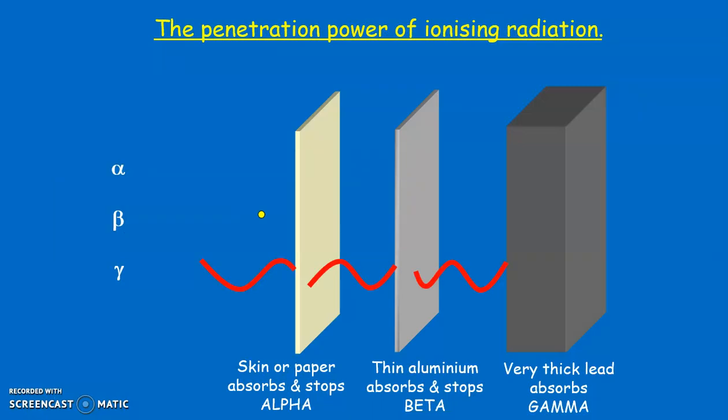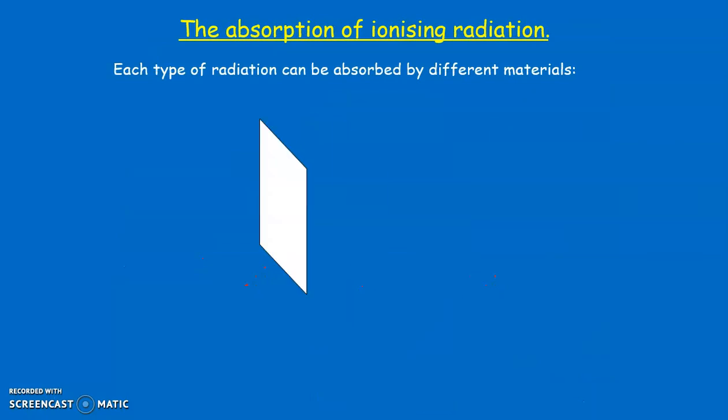So here's a diagram, an animation showing this. We can see that the gamma wave, the red line, goes through almost all materials, and it's absorbed by very, very thick lead. We can see that the beta particle goes through skin and paper, and it's absorbed by a few millimeters of aluminium. And there's your alpha. It's weakly penetrating, so it can't even go through skin or paper. It's absorbed by them.